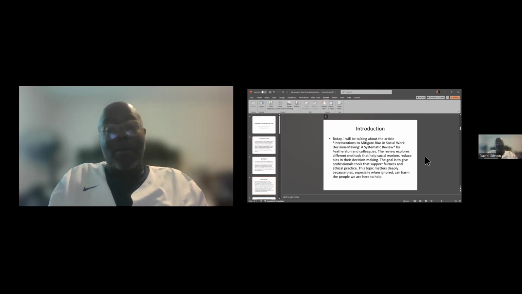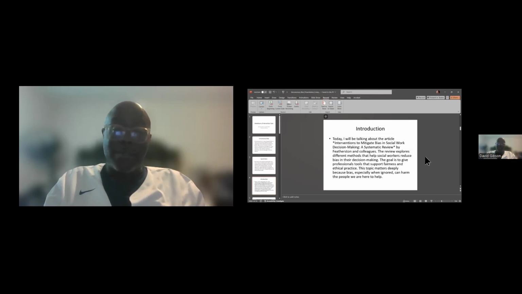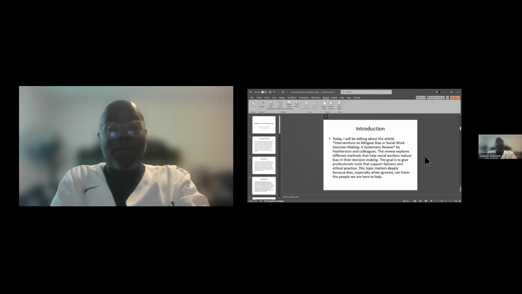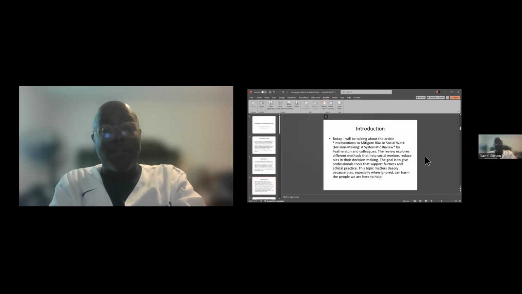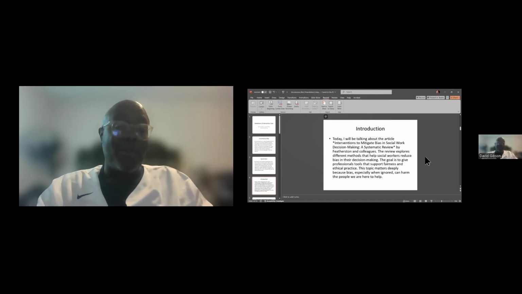I've been talking about the article, Interventions to Mitigate Bias in Social Work Decision Making. It's a systematic review by Featherston and colleagues. The review explores different methods that help social workers reduce biases in their decision making. The goal is to give professionals tools that support fairness and ethical practice. The topic matters deeply because bias, especially when ignored, can hurt more than it helps.